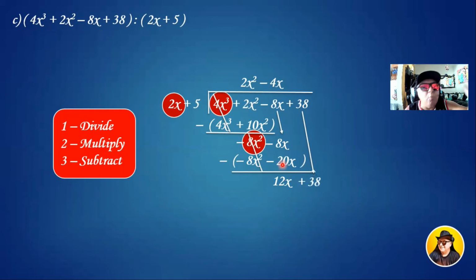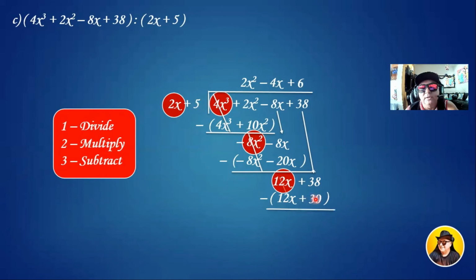Okay. Let's go on. Let's redo the steps 1, 2, and 3. Okay. So 12x divided by 2x is plus 6. All right. Now let's multiply. So step 2. Plus 6 times 2x is 12x. And this minus here is because of step 3. All right. Now let's multiply. Plus 6 times plus 5. It is plus 30. And so here, step 3 says subtraction. So this is minus 12x. This is minus 30. All right.